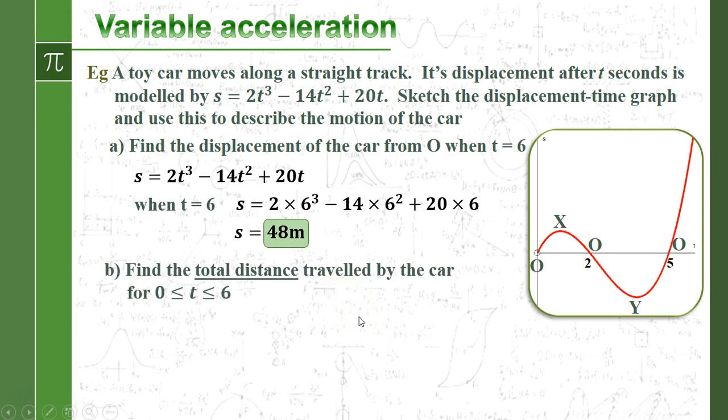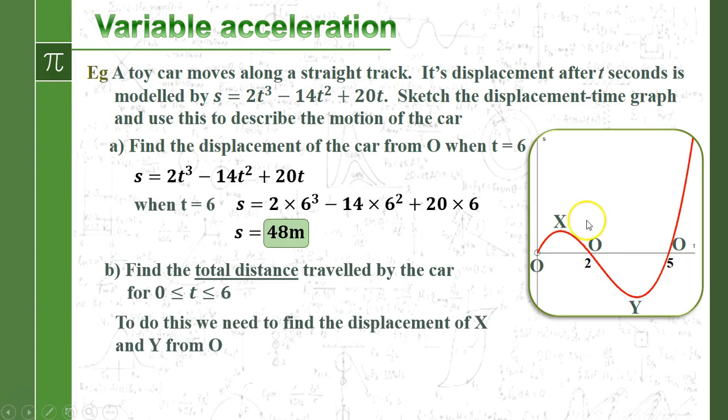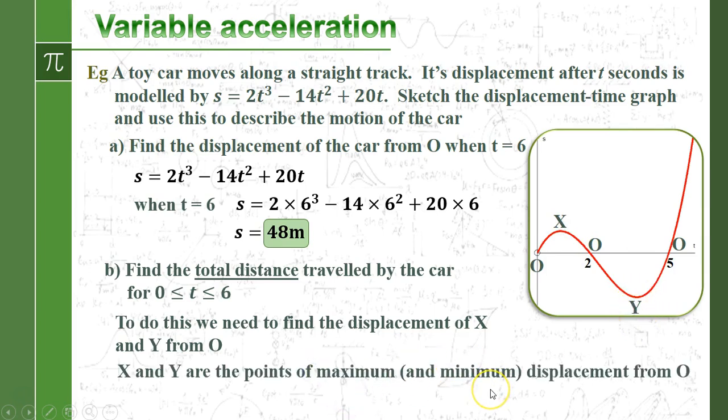This is the other part of the question, the total distance travelled. So imagine the car, we said it went that way, and then it went back this way, and then it went off the other way. So we've got to figure out how far it's travelled in total. So what we're going to need to do is to find the displacement. How far away from the origin am I when I'm at point X? How far away from the origin are we when we're at point Y? And so these are the maximum and minimum displacements, and I mentioned this earlier. So what we're talking about is max and min displacement.